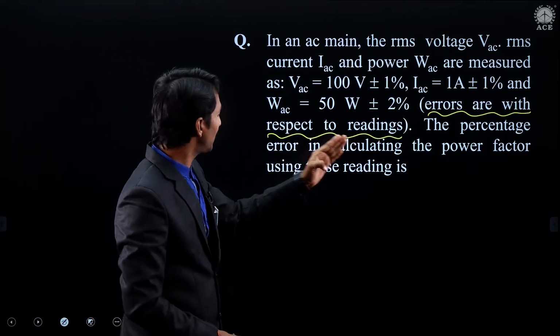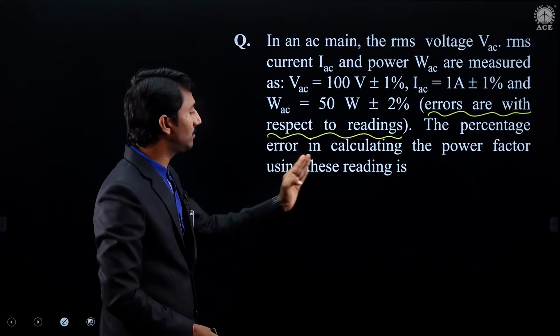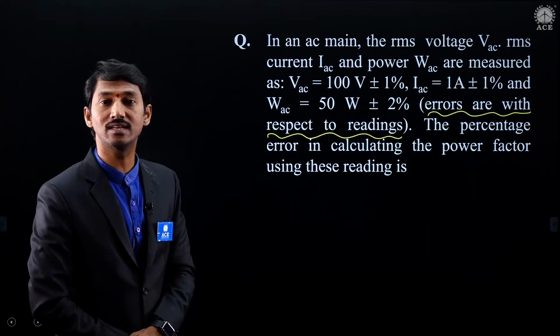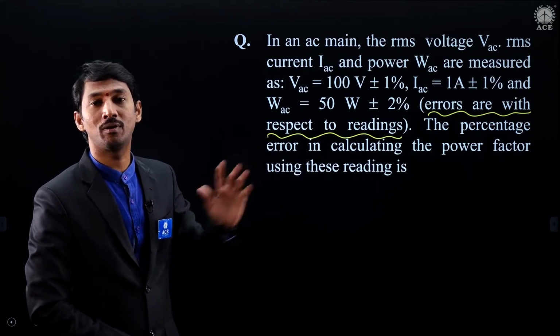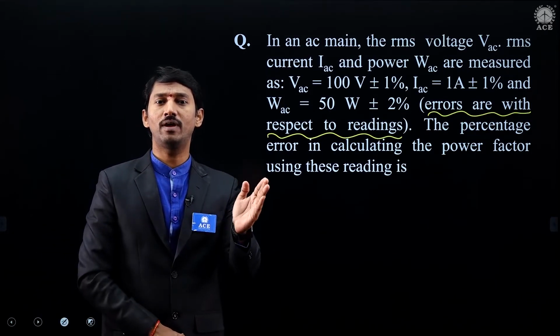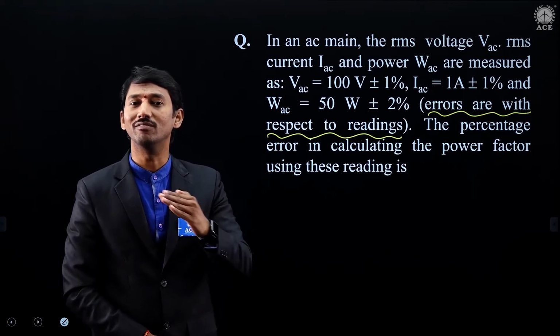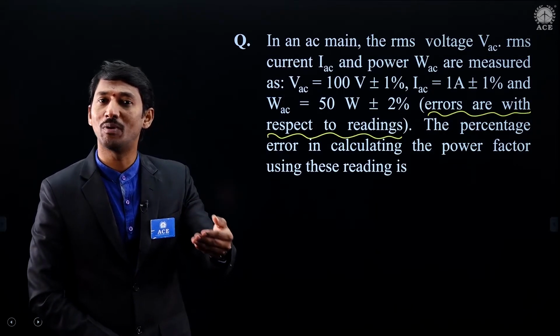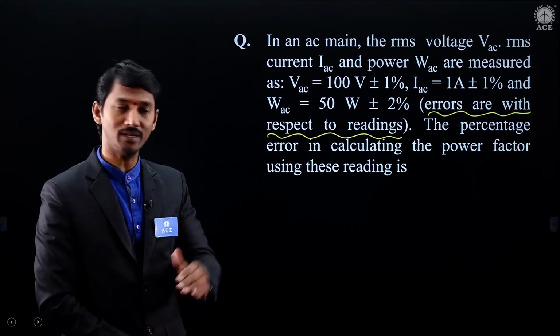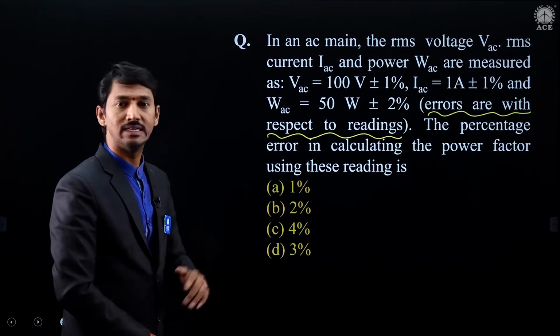The percentage error in calculating the power factor using these readings. So what is he asking? What is the error in the power factor? What is the power factor formula? Power factor is W by VI, nothing but W equal to VI cos phi. From that we can calculate the power factor. Here the options are 1%, 2%, 4%, 3%.